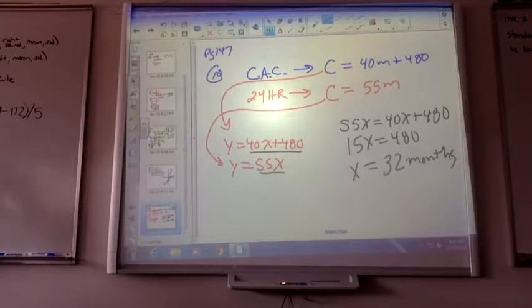Cool. So if you wanted to figure out how much each were, you would take 36 and plug it into M for the blue equation, and then you'd also plug it in for the red equation, and you're going to find the red equation cost you more in the long run.